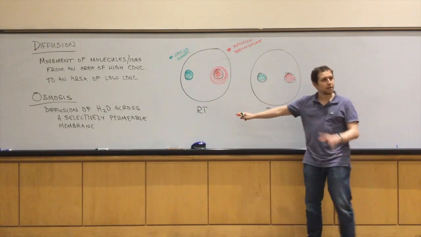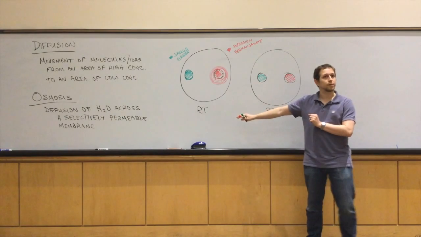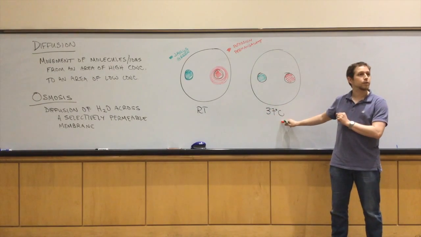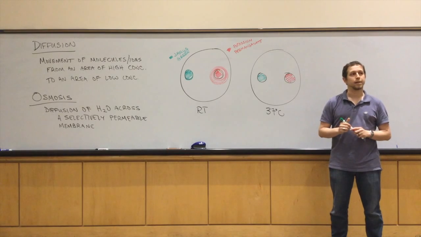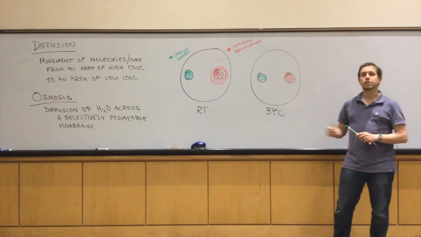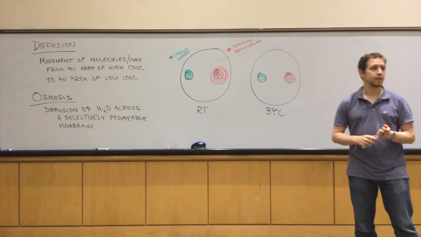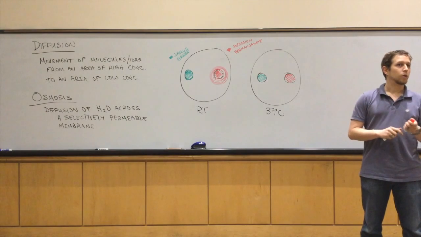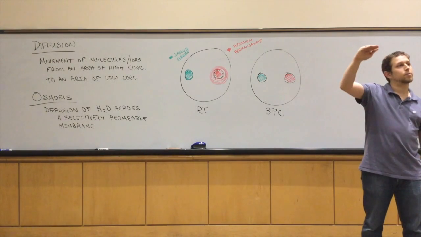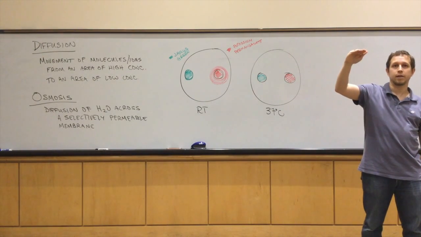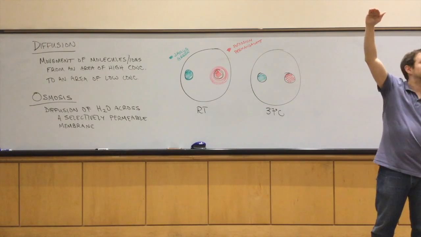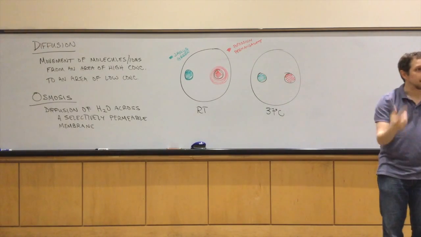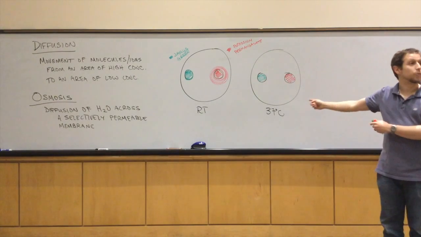So if room temperature is about 25 to 27 degrees Celsius, and this is 37 degrees Celsius, where do I expect to see the fastest rate of diffusion for potassium permanganate? 37. Somebody justify why. What does an increase in temperature typically mean for kinetic energy, the energy of motion? It means an increase in kinetic energy. Faster moving molecules are going to diffuse faster.